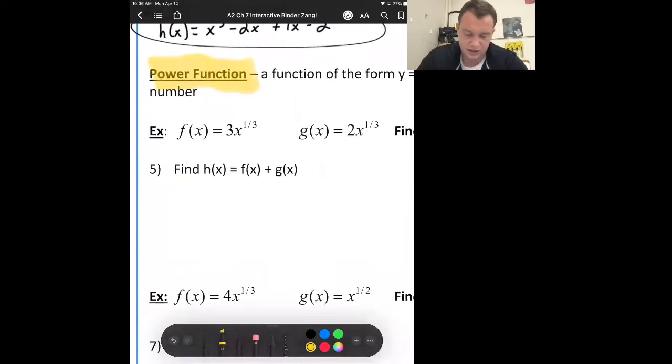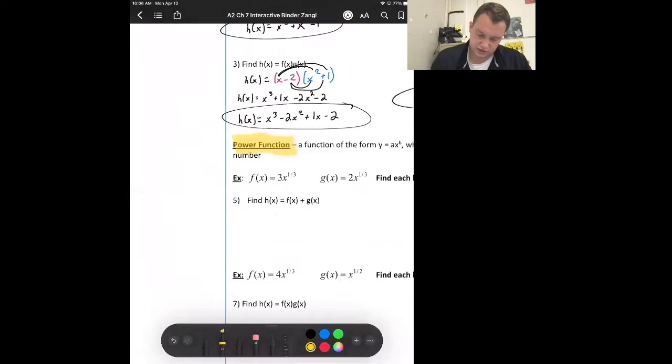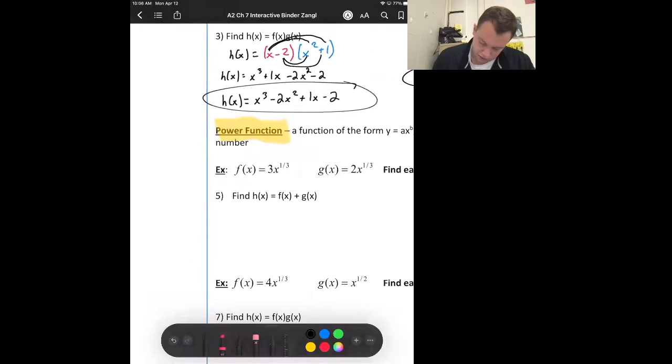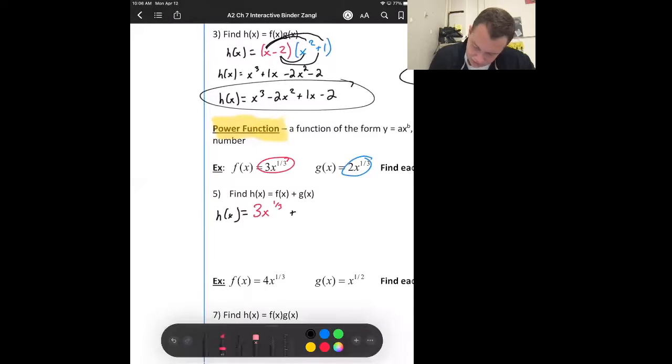So let's take a look. It says h of x is equal to f of x plus g of x. Again, same thing here, I'm just going to color code this. So I'm going to have my f of x and my g of x. For my h of x, I plug in my f of x, which is 3x to the 1/3 power, and then I add that to my g of x, which is 2x to the 1/3 power.